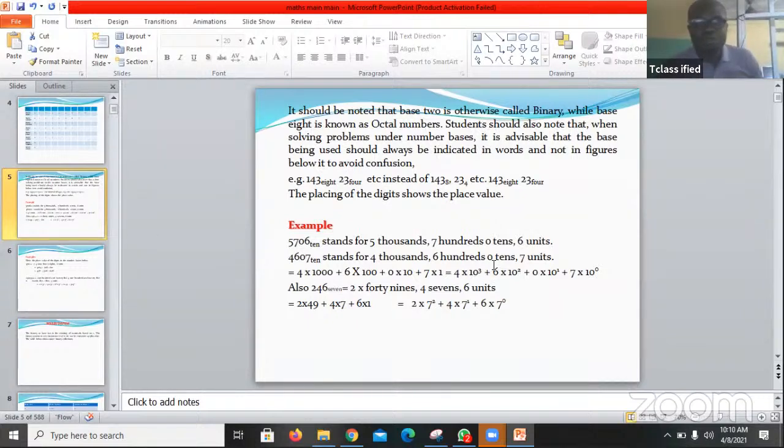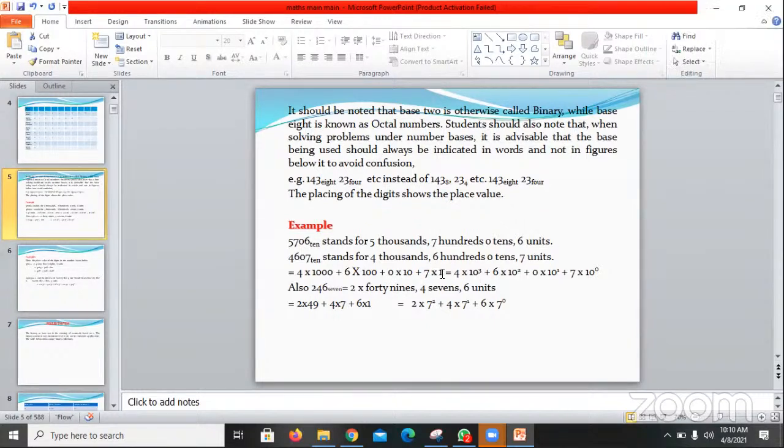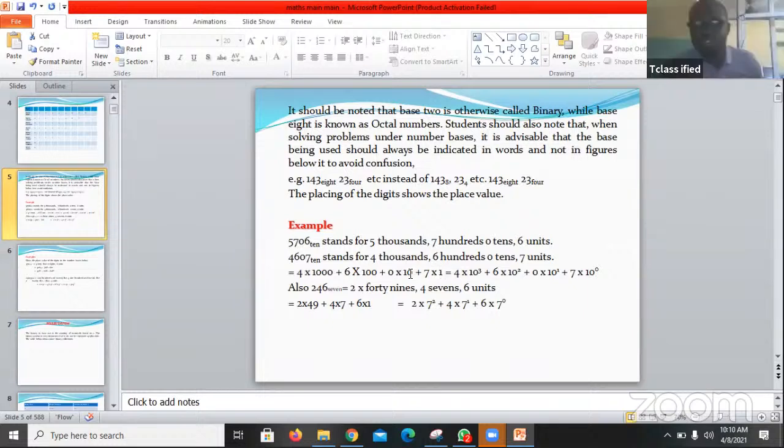So you know now, okay, let me explain this first. If you now write out this, the way we've represented it here, we'll now have 4 times 1,000 because you're having 4,000. Then for 600, we have 6 times 100. And for tens, we have 0 times 10. And for units, we have 7 times 1. So unit is always 1, 10 is always 10, 100 is always 100, 1,000 is always 1,000.